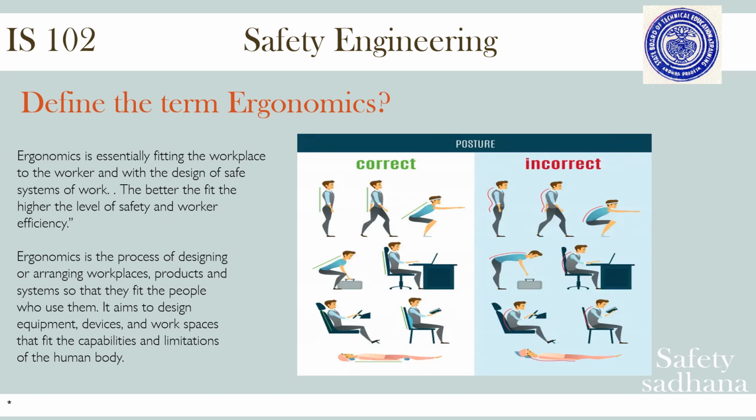Define the term ergonomics. Ergonomics is essentially fitting the workplace to the worker and with the design of safe systems of work. The better the fit, the higher the level of safety and worker efficiency. Ergonomics is the process of designing or arranging workplaces, products and systems so that they fit the people who use them. It aims to design equipment, devices, and workspaces that fit the capabilities and limitations of the human body.